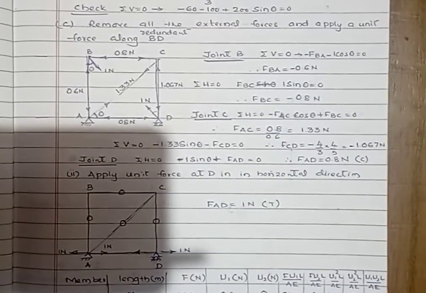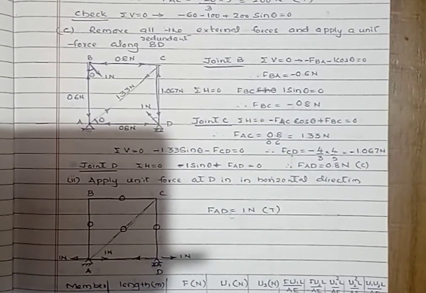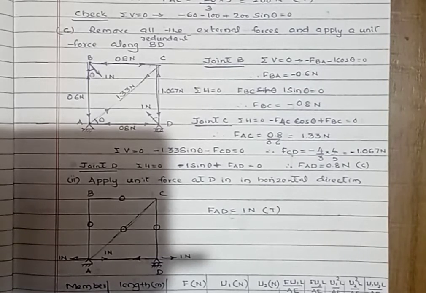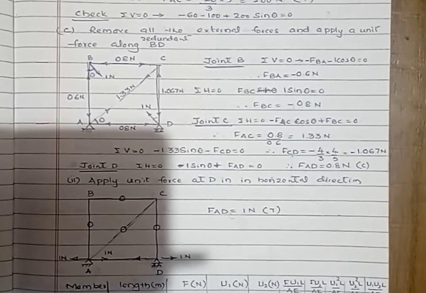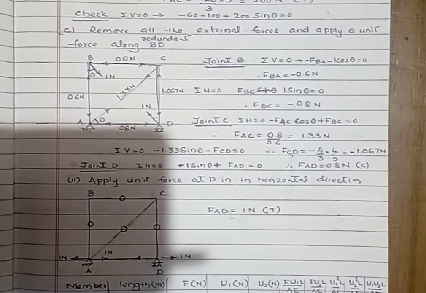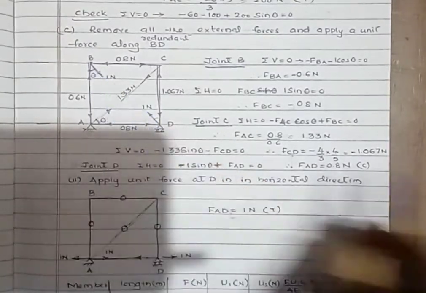After getting the values of the forces in the members, now if you want, you can verify and check. Then the third step is to remove all the external forces. Here we have considered two redundants. One is the force in the member BD and another one is the horizontal reaction component. First remove all the external forces and apply a unit load along one of the redundants, that is BD. The force in the member BD is 1 Newton as shown in the figure.